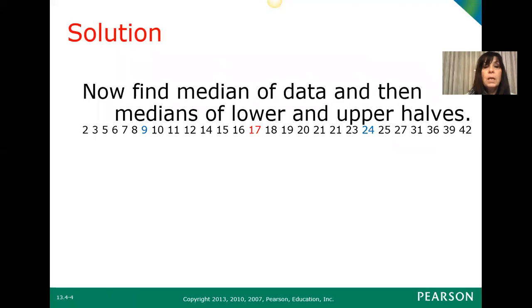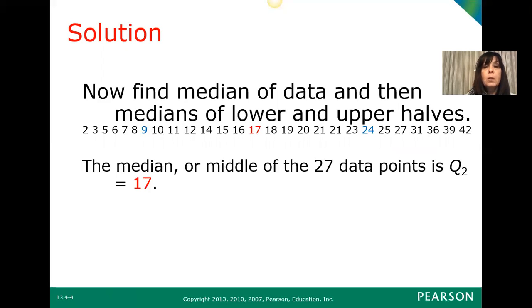So the first thing we look for is the middle of the entire set, and if you count from the left to the right, the middle will be the 17. That is called Q2, and it will divide the data into two halves. There will be an equal number of data pieces lower than 17 as there are higher than 17.